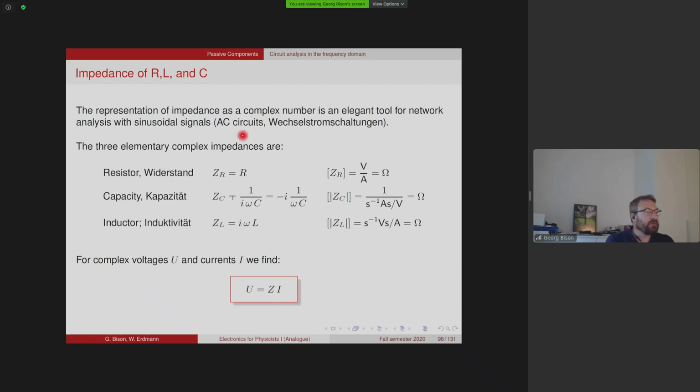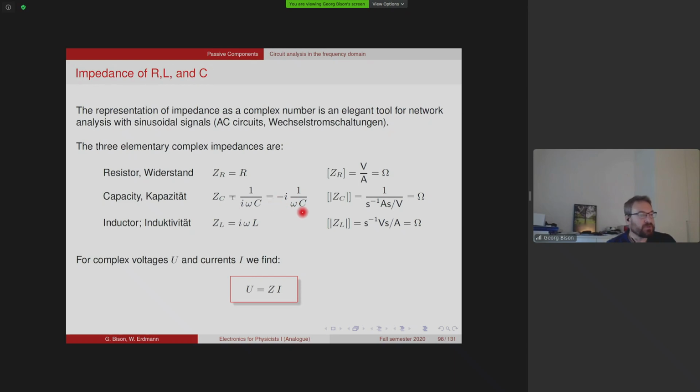Okay, so let's define the complex impedances. The complex impedance Z for the resistor is simply the resistance. It's the same thing as the normal resistance. And the units are, of course, volts per ampere, same as ohms. For the capacitor, we have seen that we have to multiply with a factor of 1 over omega C. And then the i, the complex unit in the denominator here, produces the necessary phase shift. And this is, of course, the same thing as minus i times this fraction.